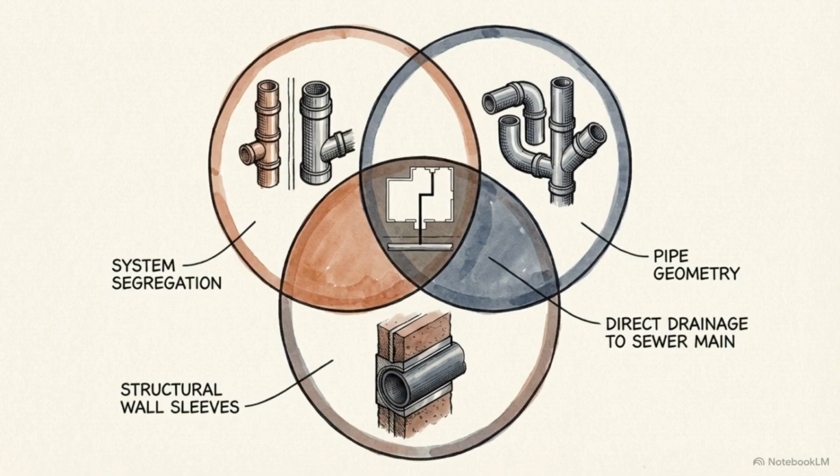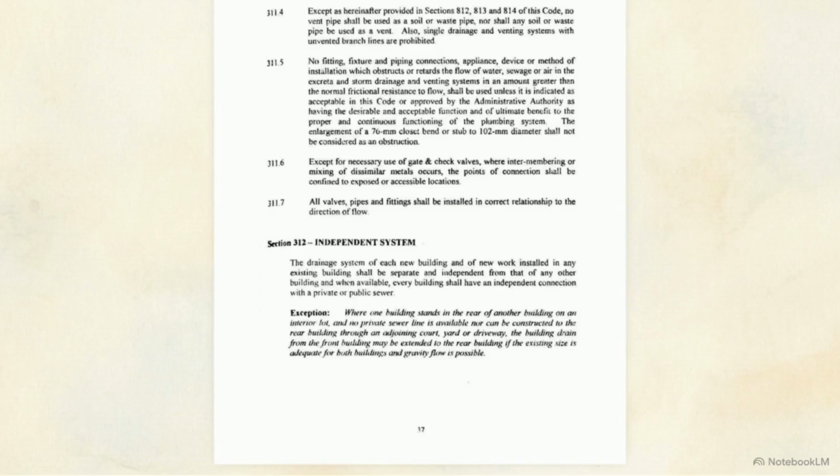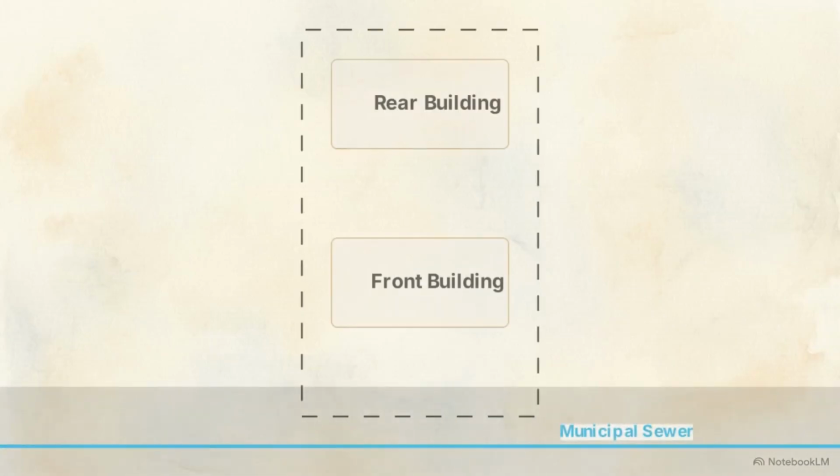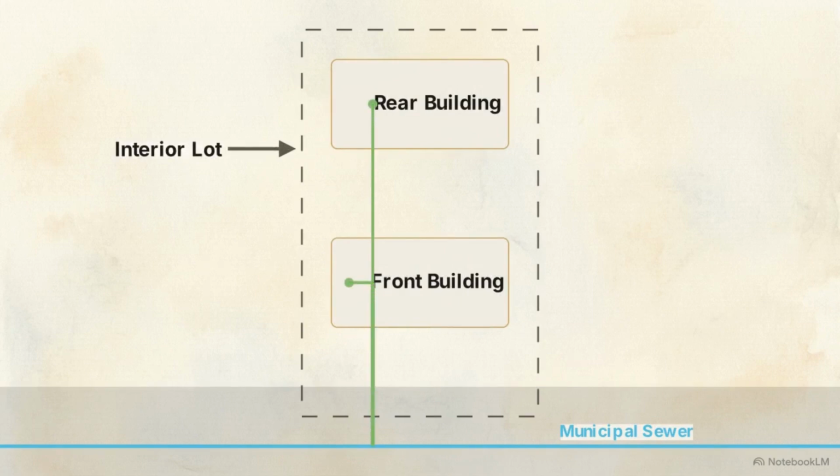the independent system. Section 312 requires that the drainage system of every new building must be separate and independent. Each structure must have its own connection to a public or private sewer. There is one exception. If a building stands in the rear of another on an interior lot and no other sewer line is available, the drain from the front building may be extended to serve the rear building.